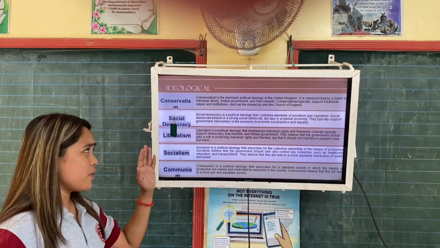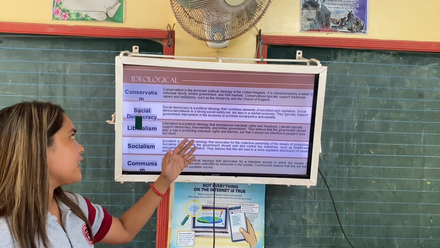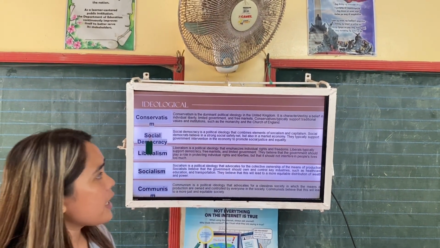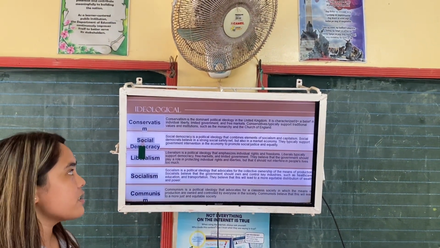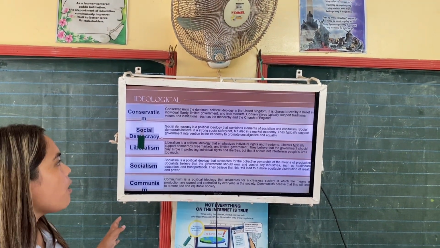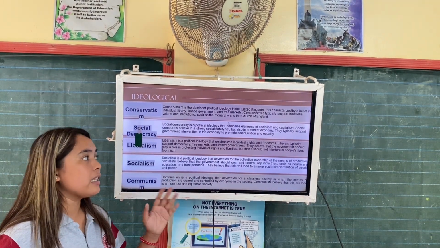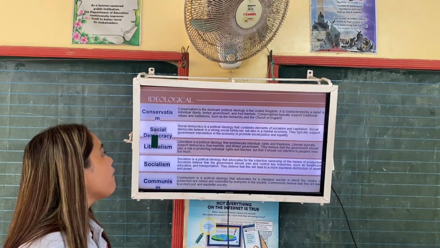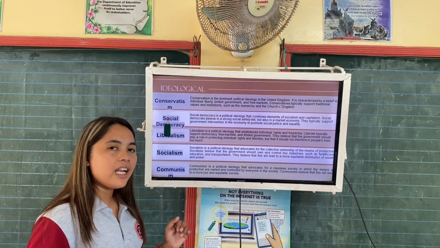And now, let's proceed to the ideological aspects of the United Kingdom. So, in terms of conservatism, conservatives typically support traditional values and institutions such as the monarchy and the Church of England. And in social democracy, social democrats believe in a strong social safety net, but also in a market economy. They typically support government intervention in the economy to promote social justice and equality.